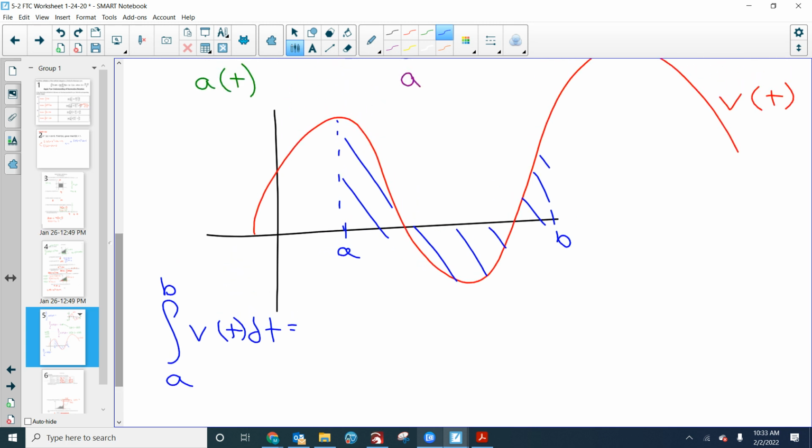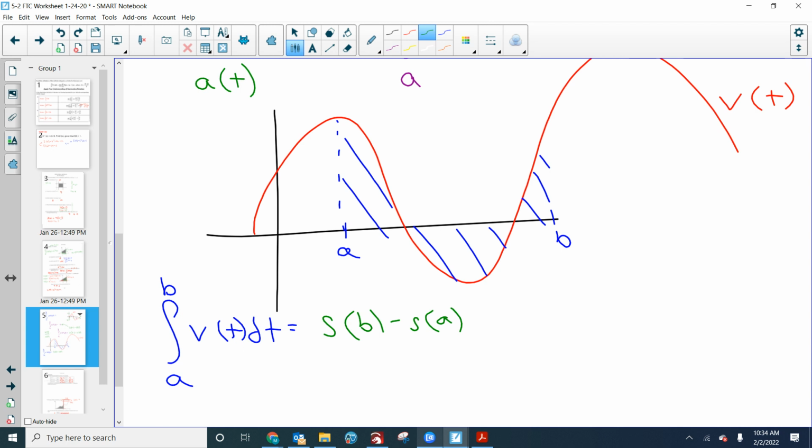How do I calculate that? Should I use some left Riemann sums? No. Should I use some right Riemann sums? No. Midpoint? No. How do I find the area under a velocity curve from A to B? S of B minus S of A. Wait a minute. If I can find the antiderivative of this thing, which I can if it's continuous, remember, to be integrable, the function just had to be continuous. If I can find the antiderivative of velocity, then all I have to do is plug in B, plug in A, and subtract. That's how you find the exact area under a curve.